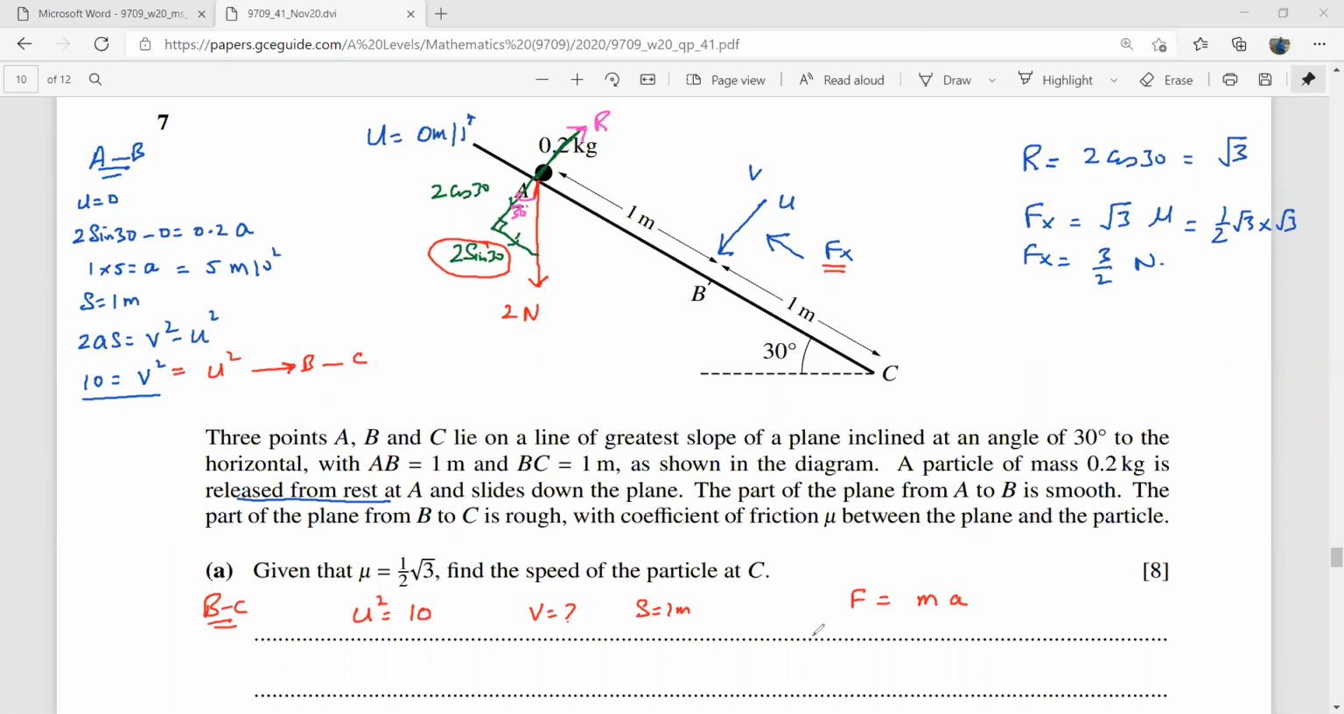Downward, we have the force, that is 2 sine 30, and the backward force is 3 over 2. Mass is 0.2, and we have to find this acceleration. This is 1 minus 1.5. So this acceleration is going to be minus half meter per second square.